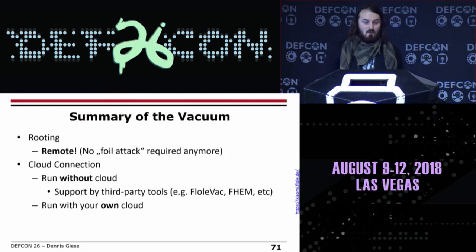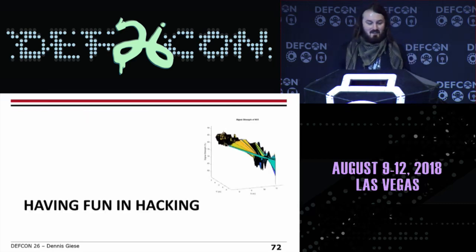So about the summary, now we can root this device remotely. We don't need the default attack anymore because we know the passwords now. For the cloud connection, we can run it completely without the cloud. There's some support from third-party tools like FLOVAC, which is an Android app where you can control your vacuum cleaner without the cloud, or you can run it with your own cloud, in this case, Dust Cloud. So we have now rooted devices, so let's have some fun with hacking them.